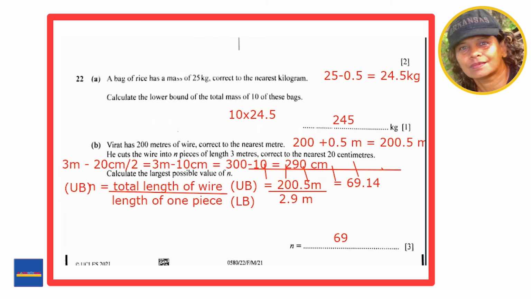So for this kind of question, we have to understand that when we have an upper bound and we have a fraction, we want to have the upper bound for the numerator and the lower bound for the denominator. That's the theory that you need to remember when you're doing these kind of questions.